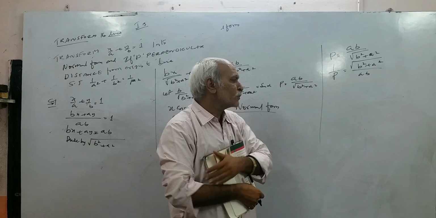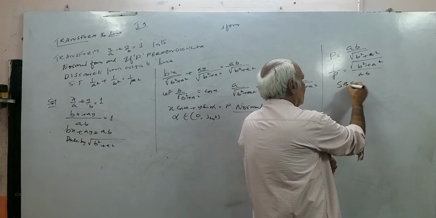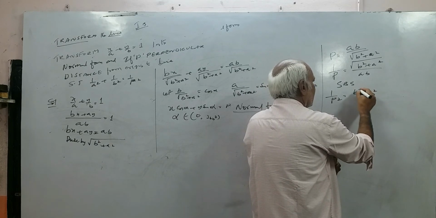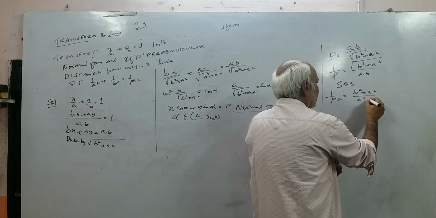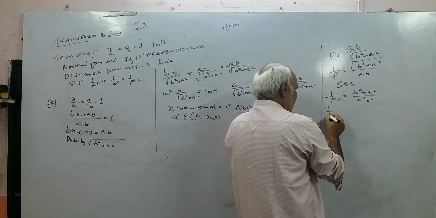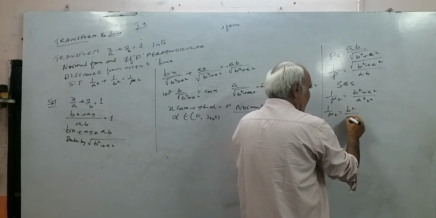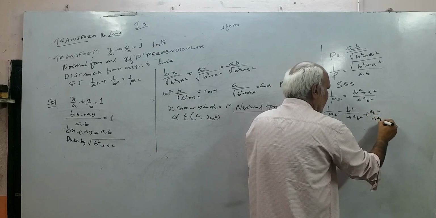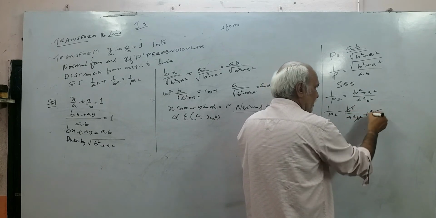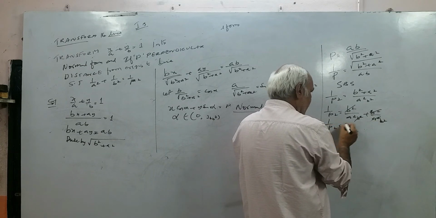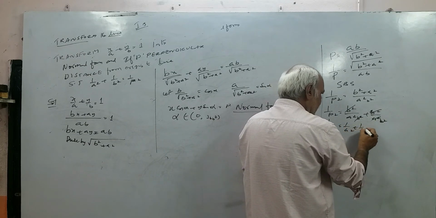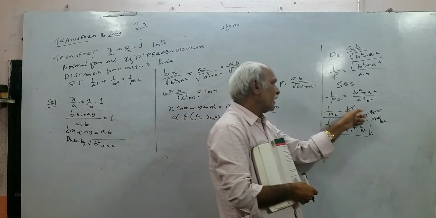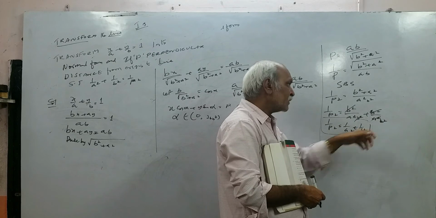This also will become reciprocal. Square both the sides. So, 1 by p square is equal to b square plus a square by a square b square. So, 1 by p square is equal to b square by a square b square plus a square by a square b square. B square will get cancelled, a square will get cancelled. 1 by p square is equal to 1 by a square plus 1 by b square. Okay, so what I have done? Cancel b square. So, 1 by p square is 1 by a square plus 1 by b square.